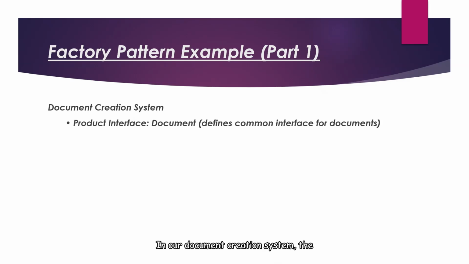In our document creation system, the first component is the product interface. This interface named Document defines the common behavior for all document types. For example, it may include a method like create that all document types should implement. By using this interface, we ensure that all types of documents share a common contract.